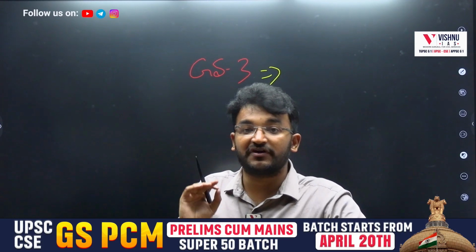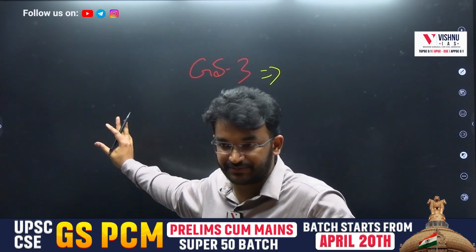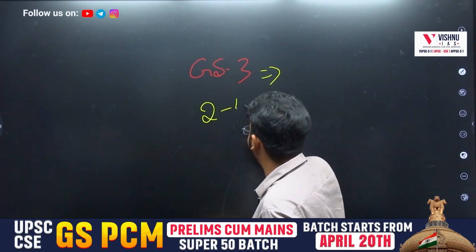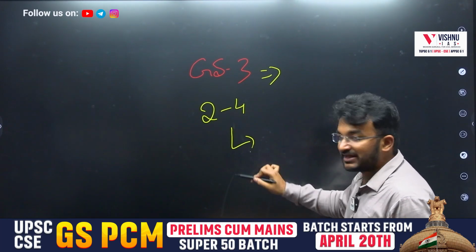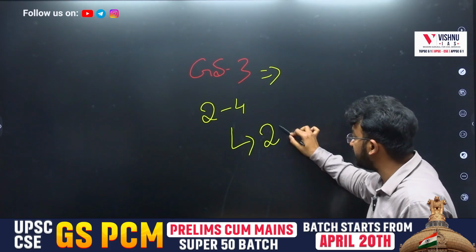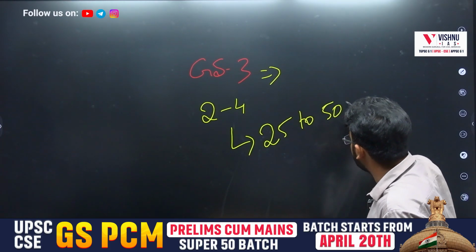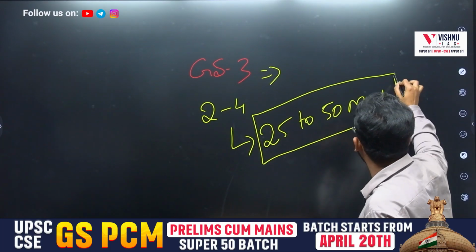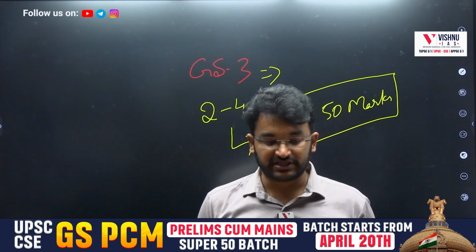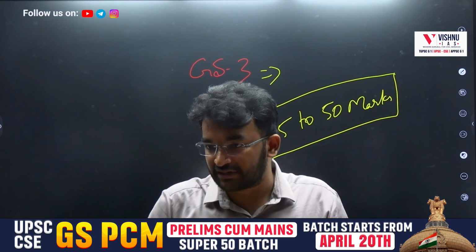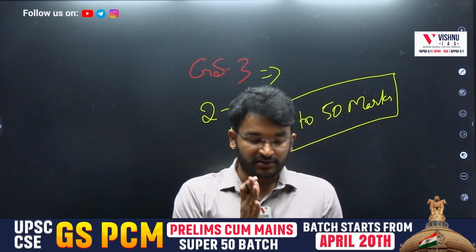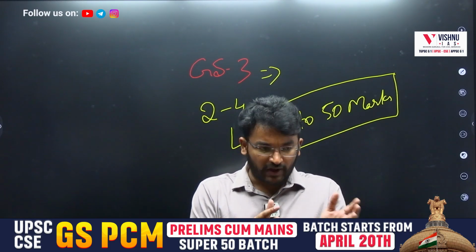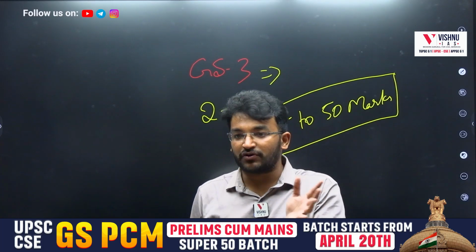What is the weightage of science and technology in the GS3 paper? Every year, we get at least a minimum of 2 questions and a maximum of 4 questions. That means its weightage will be between 25 to 50 marks. If you analyze any topper's mark sheet, you will understand that generally the scores in GS1 are around 100 to 110, and GS2 around 100 to 120.